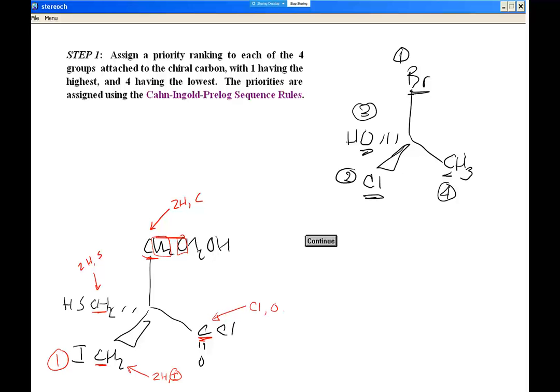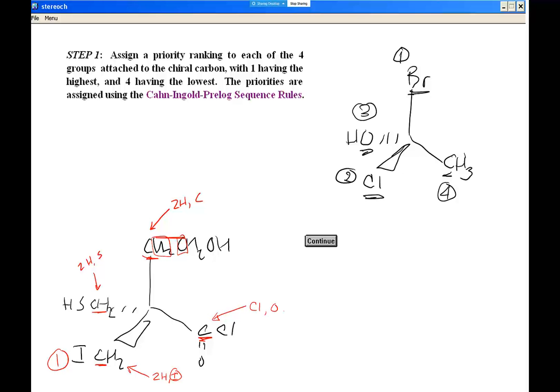Except we have an issue. And the issue that we have is that all of the three groups with the H's and the S, I, and C all have four atoms attached to the carbon, whereas the carbon-oxygen double bond only has two atoms. And that's not a fair comparison. It's not fair to compare a group that has three atoms attached to a group that only has two atoms attached.